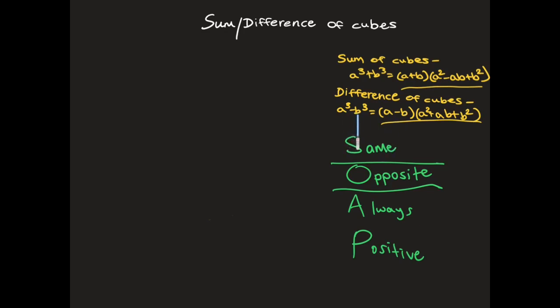That's A cubed minus B cubed, so it's going to be A minus B times A squared, opposite of minus, positive, A squared plus AB plus B squared, because it's always positive. So that's how you're going to remember it. Just remember SOAP: same, opposite, always positive.